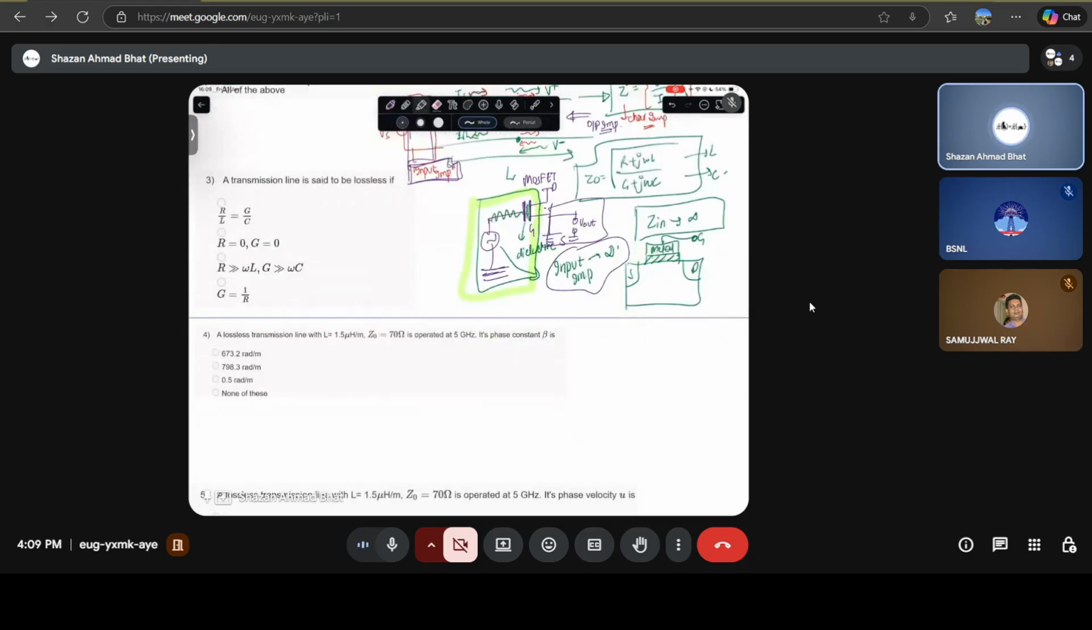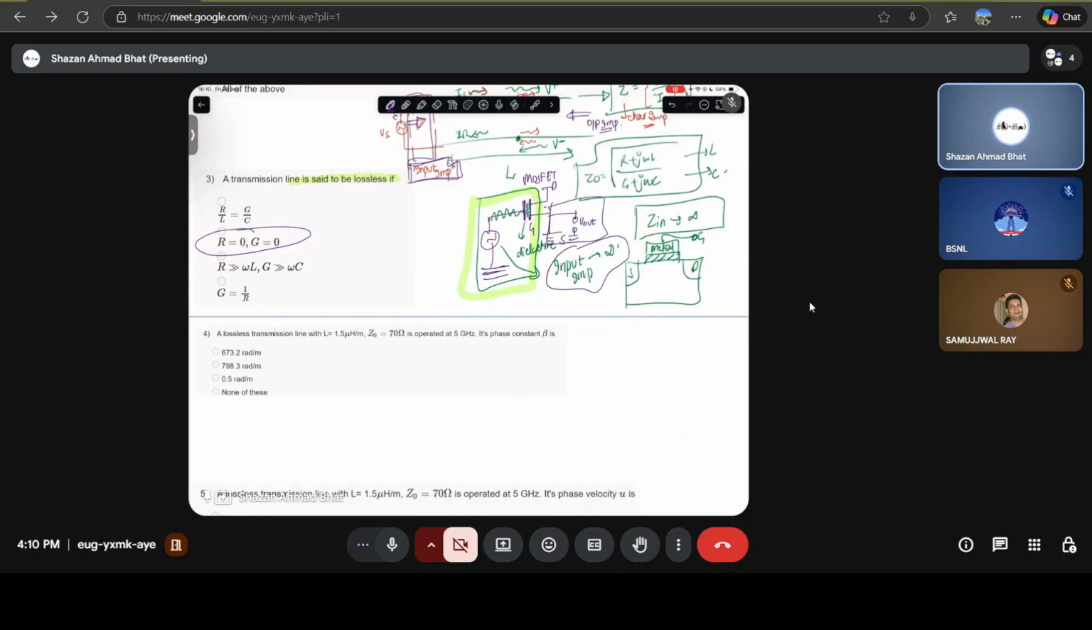When is the transmission line said to be lossless? It's the simplest one: when the resistance falls to zero. That means the resistances you are considering here and here, if these resistances go to zero, then it is a lossless transmission line. And in a lossless transmission line, there will actually be only inductances and capacitances. There will still be delays associated. Lossless doesn't mean that there will not be delay, because the delay is controlled by the capacitances and the inductances.